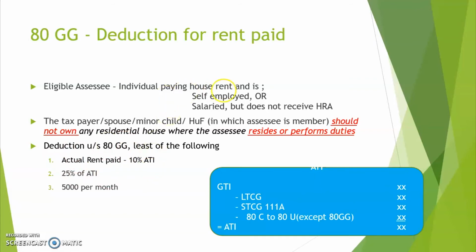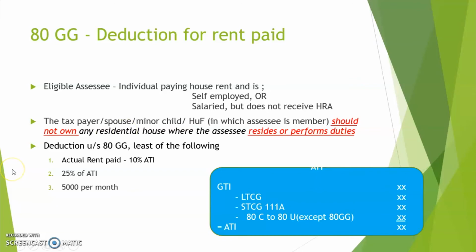So got it? So an individual who is paying rent and does not receive HRA. Alright. And his family, spouse, minor child and an HUF in which he is a member should not be owning any residential house where the assessee is residing. So that's it about 80GG.